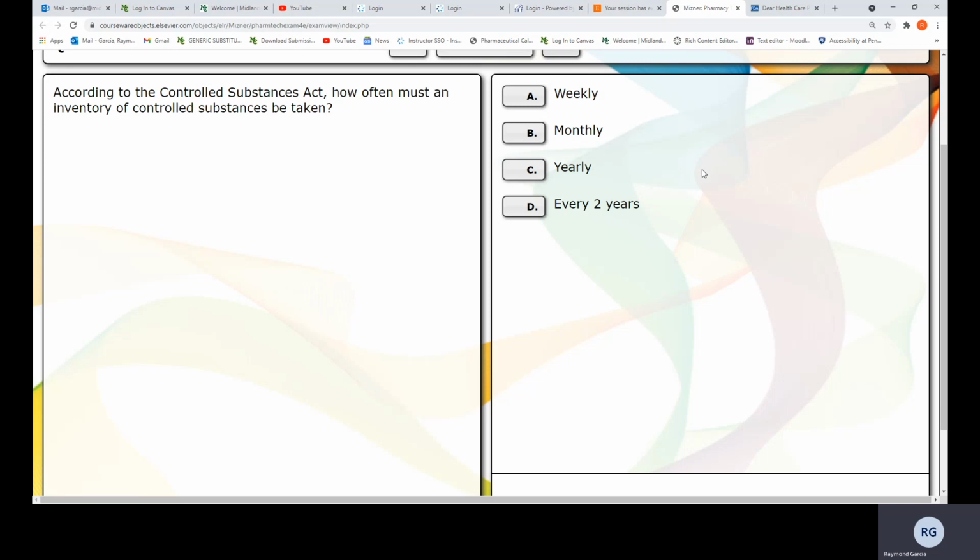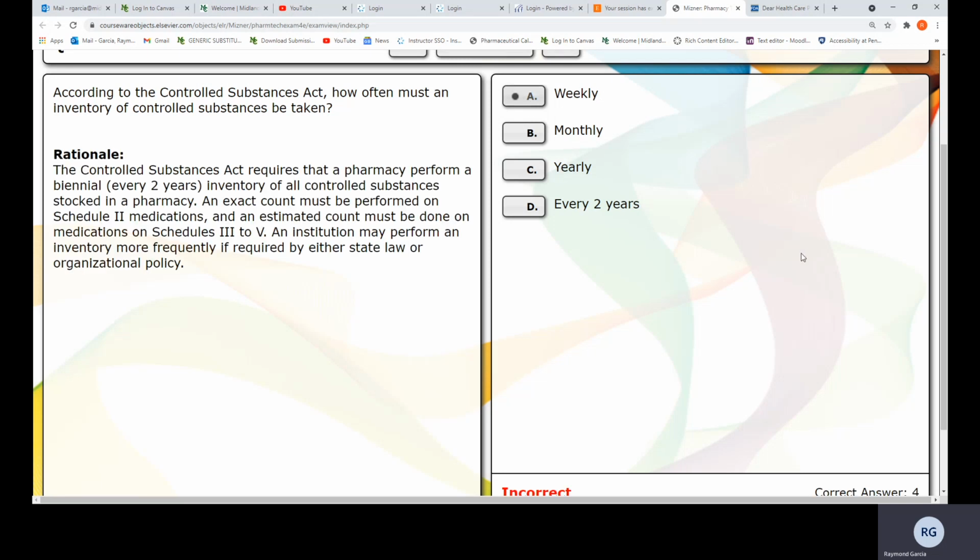According to the Controlled Substance Act, how often must an inventory of controlled substances be taken? Weekly, monthly, yearly, every 2 years. Okay? You say? Actually, the Controlled Substance Act requires that a pharmacy perform a biannual, or every 2 years, inventory of all controlled substances stocked in the pharmacy. An exact count must be performed on Schedule II medications, and an estimated count must be done on medications from Schedule 3 to 5.